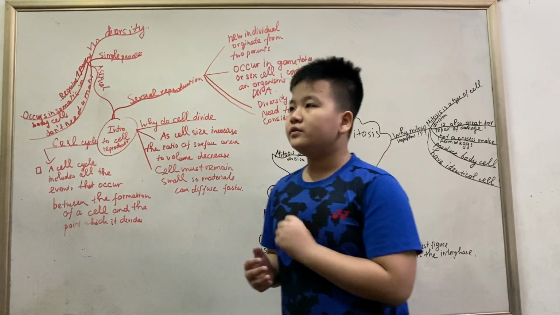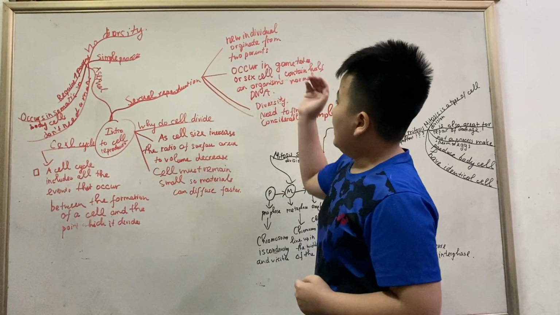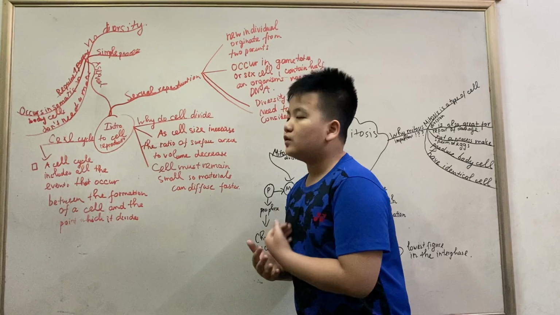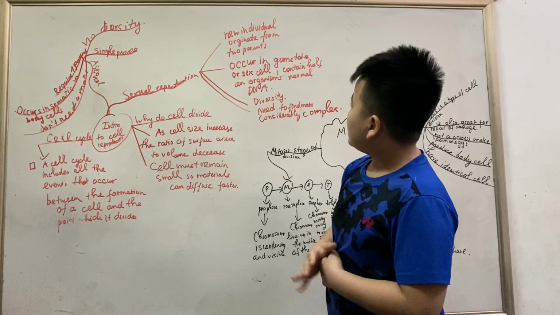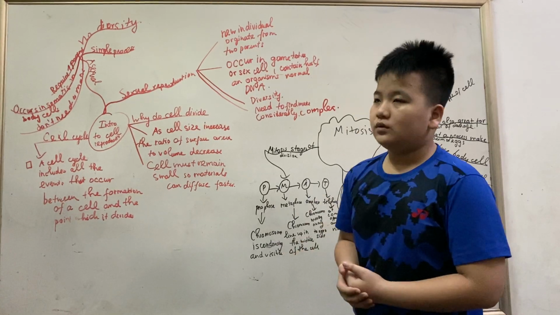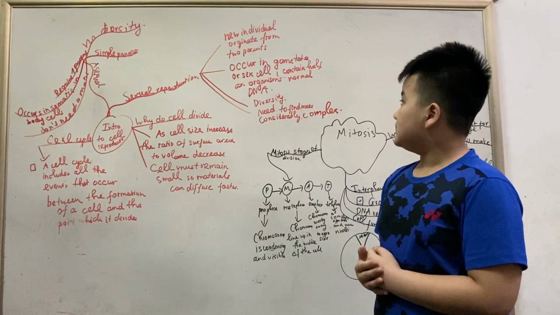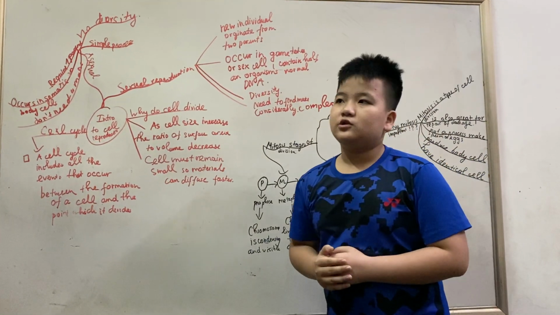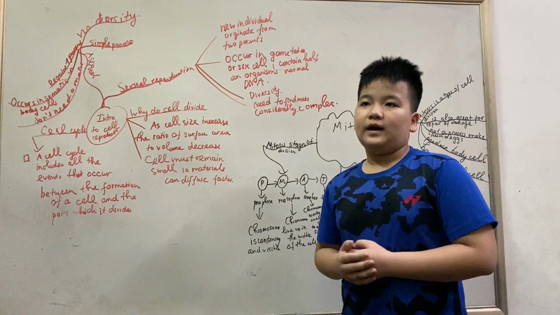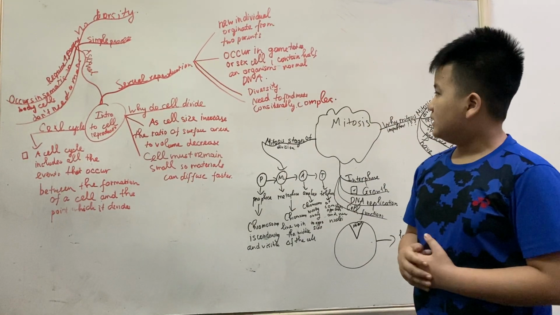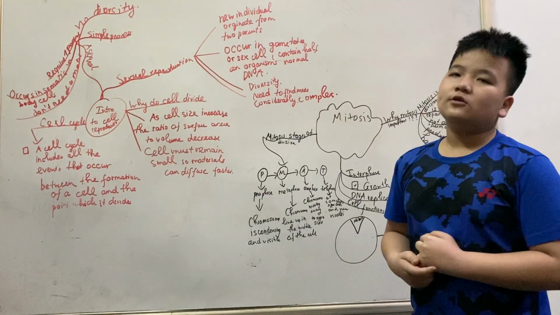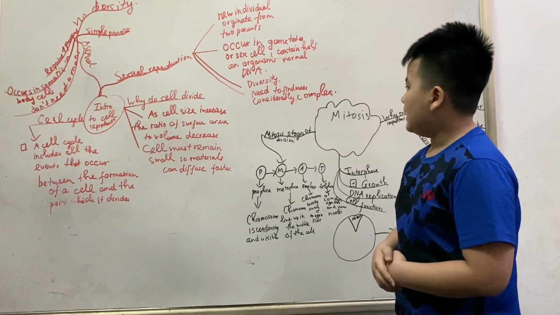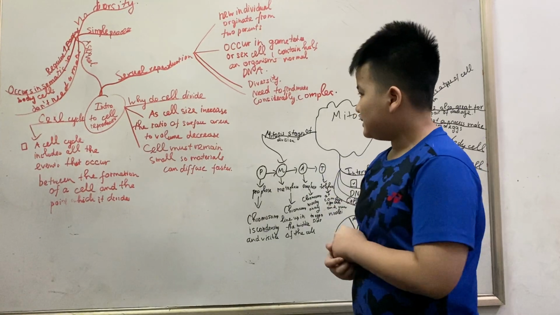Next, we have two types of reproduction: sexual reproduction and asexual reproduction. Let's talk about sexual reproduction first. Sexual reproduction is when individuals originate from two parents, and it occurs in sex cells containing half of an organism's normal DNA. The advantage of sexual reproduction is diversity, but it also has some drawbacks: they need to find a mate and it's considerably complex.